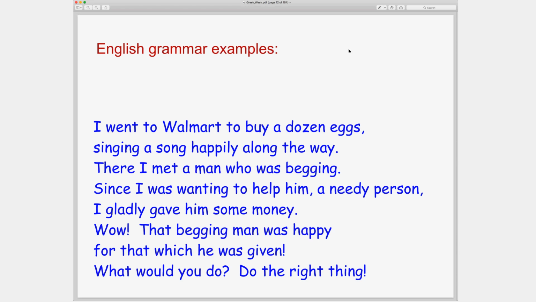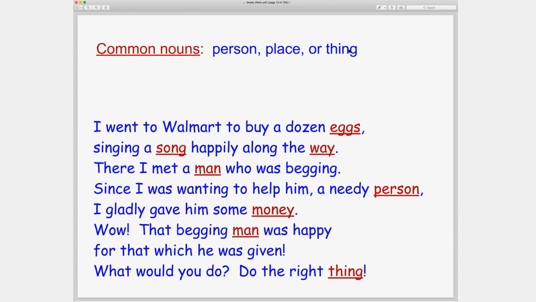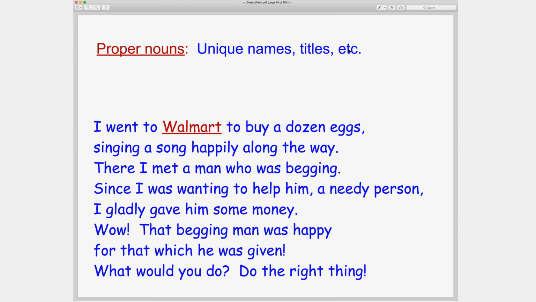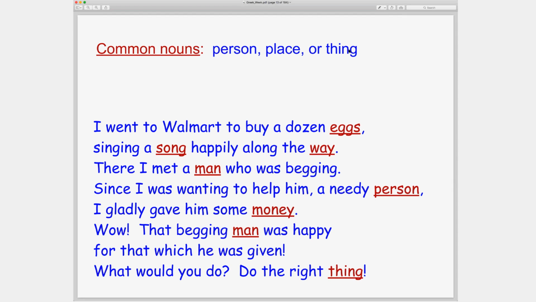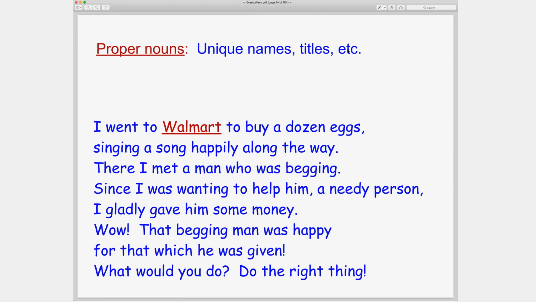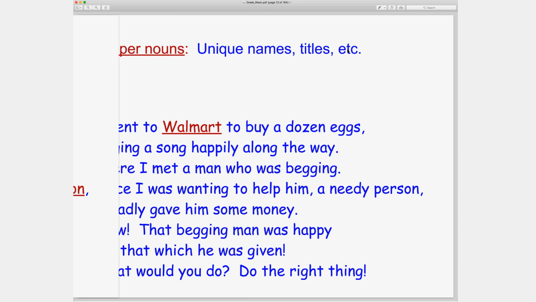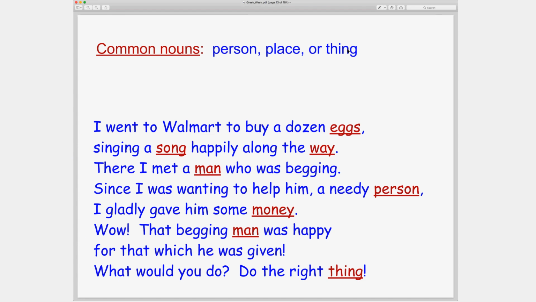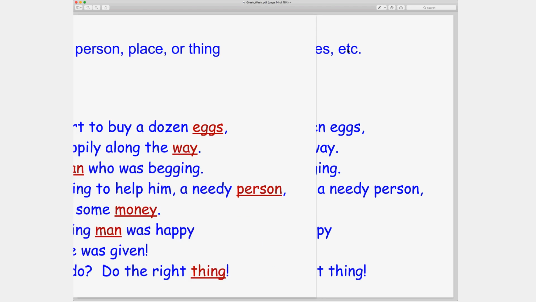All right, so let's go on to nouns, which are common and proper. Remember that a noun is a person, place, or thing. And so proper nouns are the names and titles of those persons, places, or things. So here we have the proper noun Walmart. Common nouns: eggs, song, way, man, person, money, thing. Those are nouns.